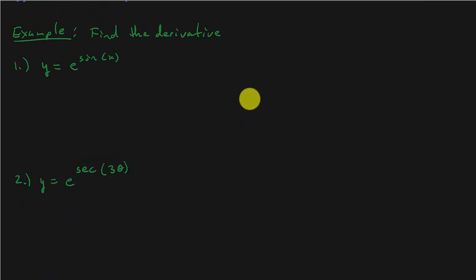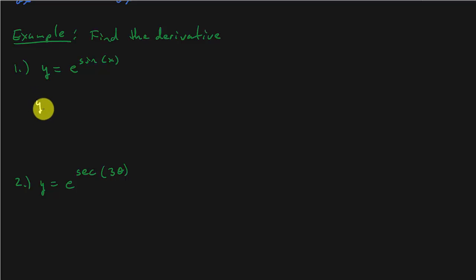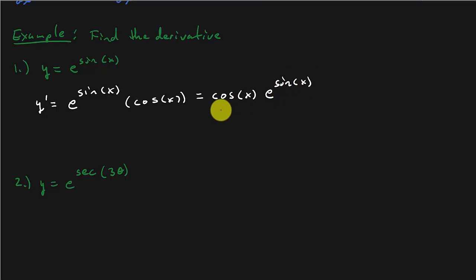All right, so let's find the derivative. y prime is just e to that power times the derivative of the exponent. What's the derivative of the exponent? What's the derivative of sine? Cosine. And so that's just cosine x e to the sine x. I just wrote the cosine in front, and there's your answer.